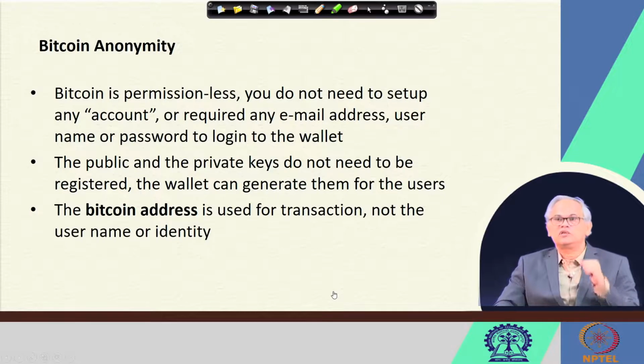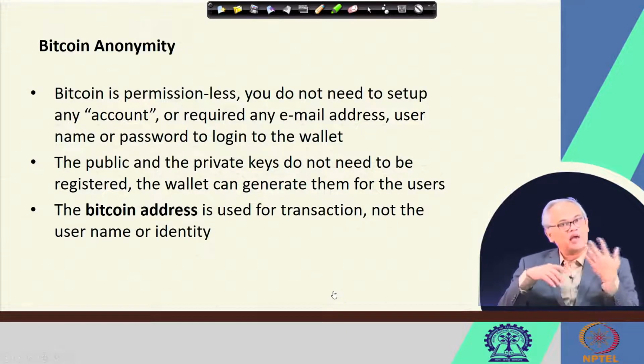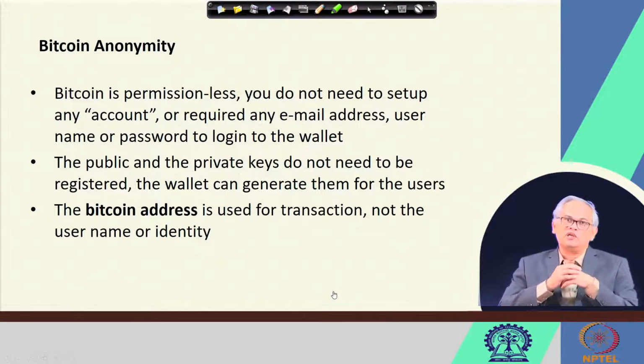Bitcoin anonymity, we have discussed that before: it is permissionless and you do not need to set up any account. As we said, anybody can join, and also you may want to carry out anonymous transactions. So, that is why these Bitcoin addresses that are used for transactions are not directly the public keys, but the hashes of the public keys, and from there you cannot get back to the actual public key.